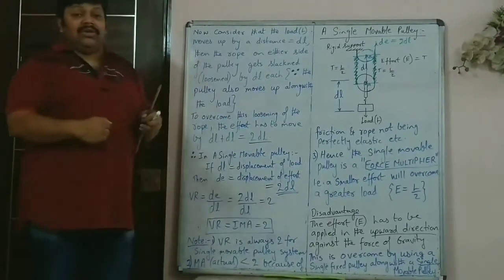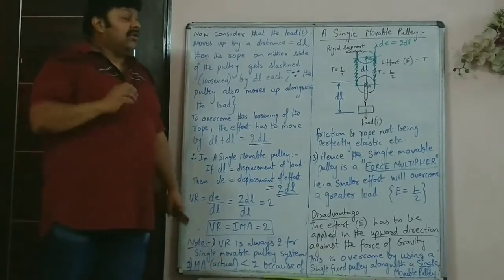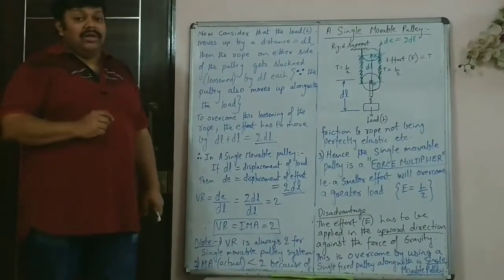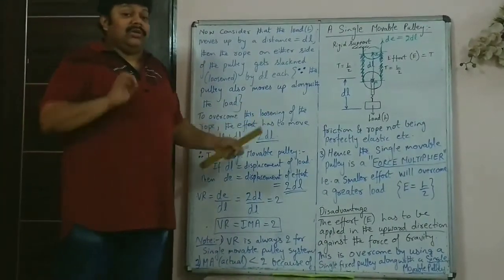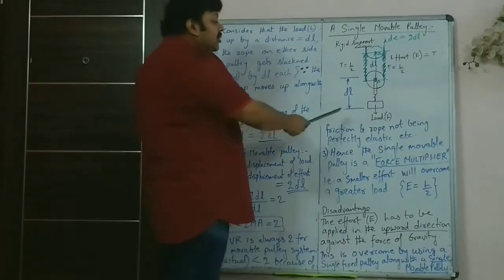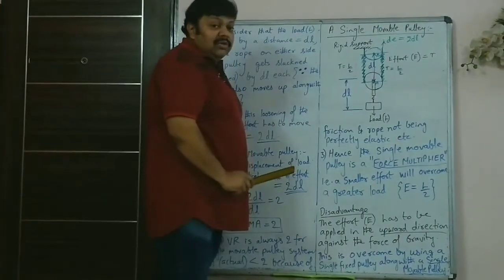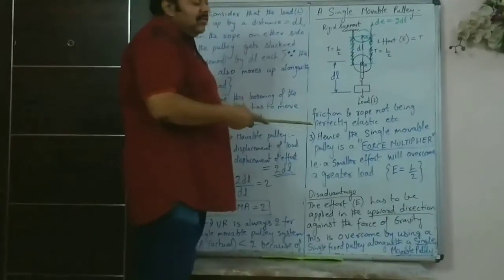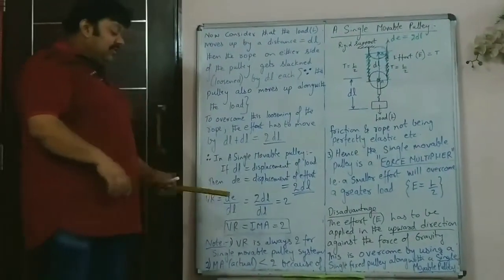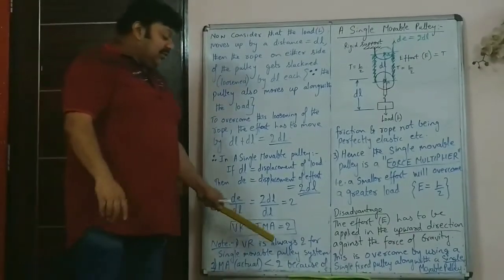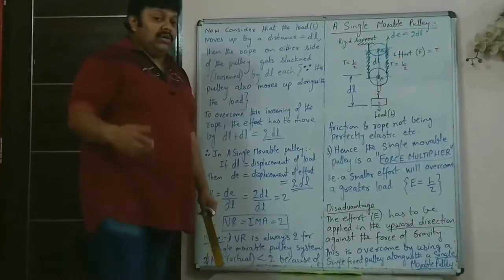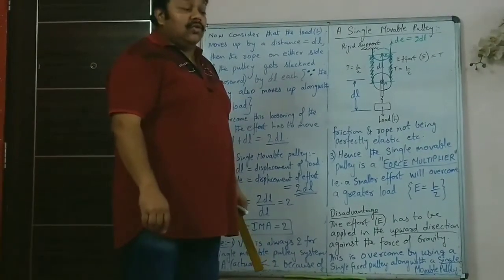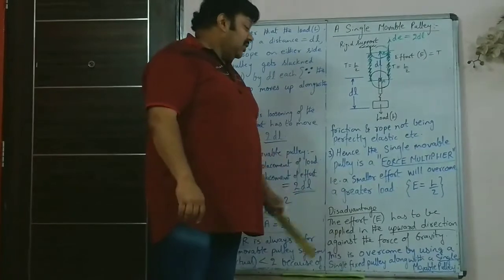Maybe you have to apply more effort if the pulley has become old and worn out, and the rope is also bad and a lot of friction is there. Effort applied may be more, but the displacement of the effort will always remain double the displacement of the load. So if this goes up by 5 meters, you have to pull it by 10 meters. So that doesn't change. That is why we wrote VR will never change. MA will vary. MA will be less than 2 because of friction, etc.